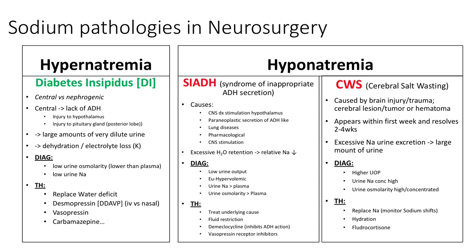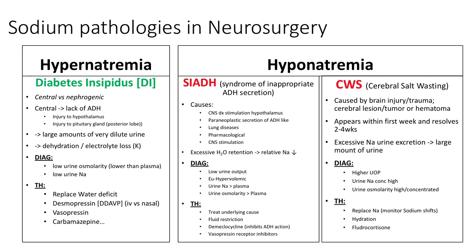So let's talk first about the diabetes insipidus. Can be central versus nephrogenic. Central means there is no antidiuretic hormone or ADH, either because your hypothalamus, which produces it, got hurt, or the pituitary gland, the more posterior lobe, got hurt, because that's where the ADH is released.